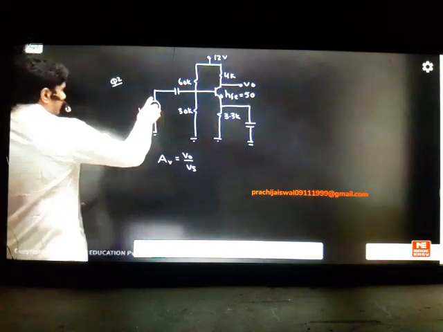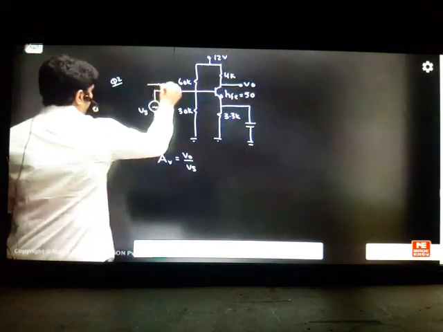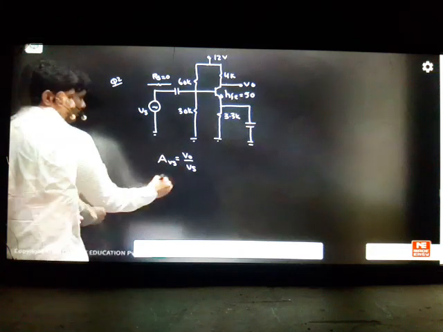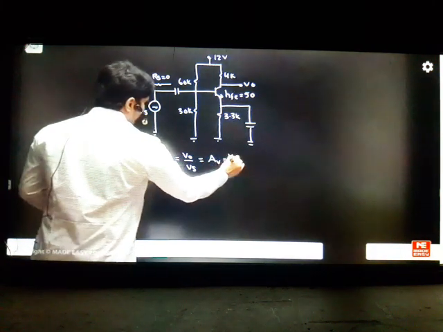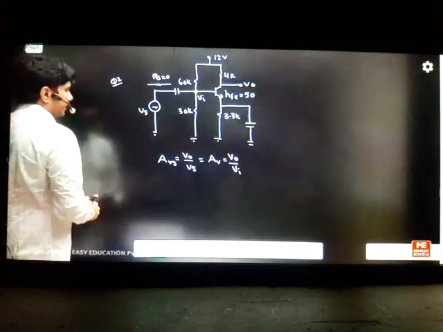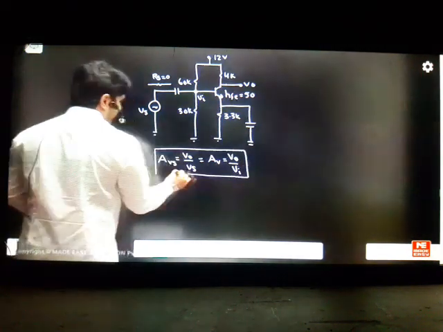The first very important point: is there any resistance here? Means your RS value is 0. When RS is 0, the voltage gain of your amplifier will be the same as the voltage gain V naught by Vi of your transistor. Vi and Vs both are same. So the transistor gain and your amplifier gain will be same, first point.